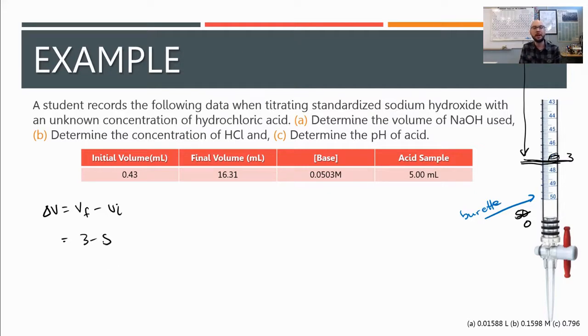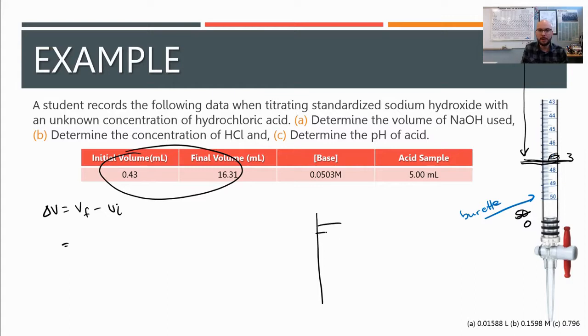So 3 minus 50 gives us negative 47. See how that's a problem, right? Because it's always final minus initial. We want our final to be the high number and our initial to be the low number. So in this case, at the very top is 0 and on the bottom is 50. It tells us here that the initial volume was 0.43. So that's right up to the top of the burette. With these burettes, all of them can be read to 2 decimal places, and I'll show you why.